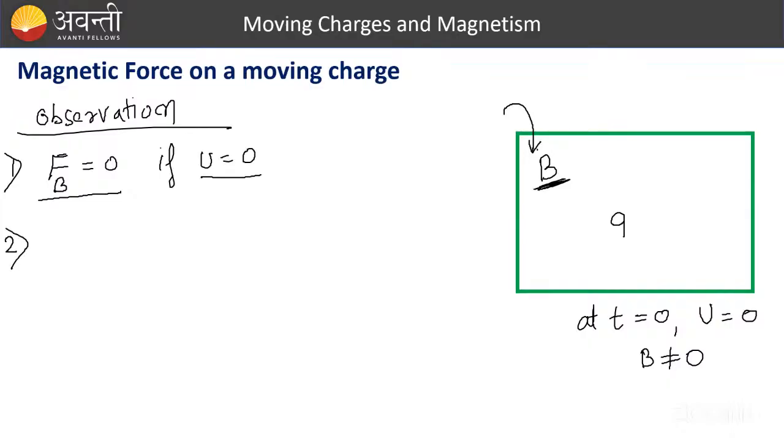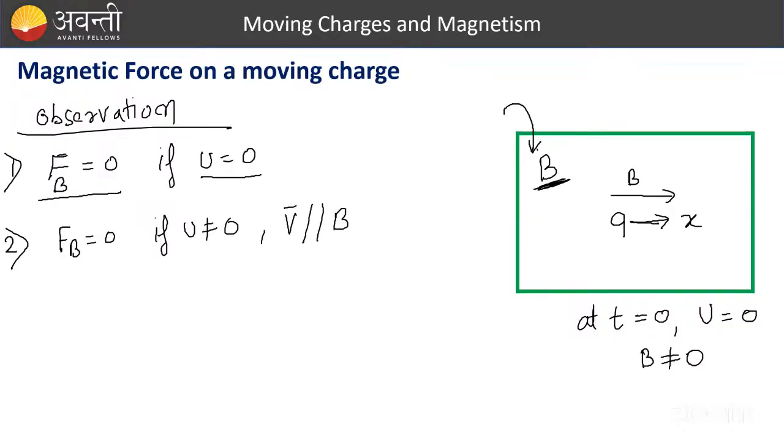In the second case, what he did is he gave it some velocity. Let's say he gave it velocity in the x direction, towards the right. And let's say the magnetic field in that case was also in this direction. And then the observation was that again the magnetic force was zero, though the speed is not zero. Speed is not zero, but velocity is parallel to the magnetic field. So this was the observation.